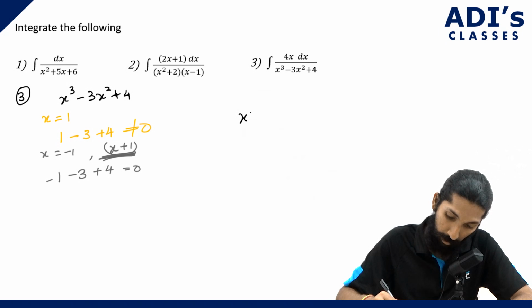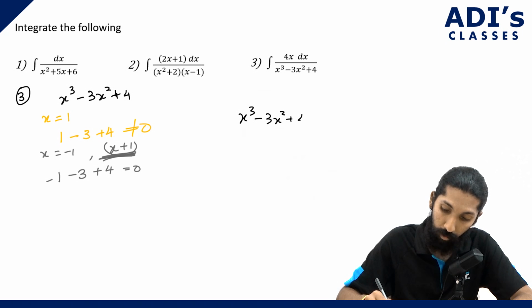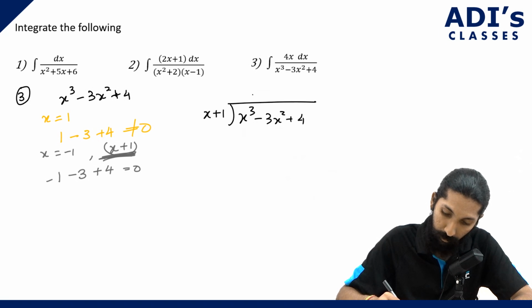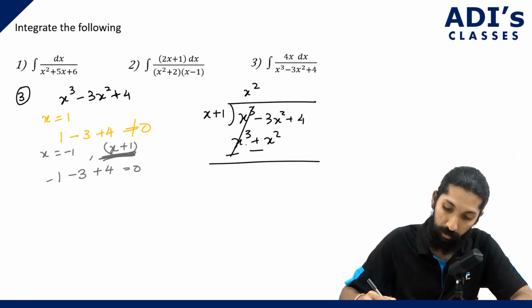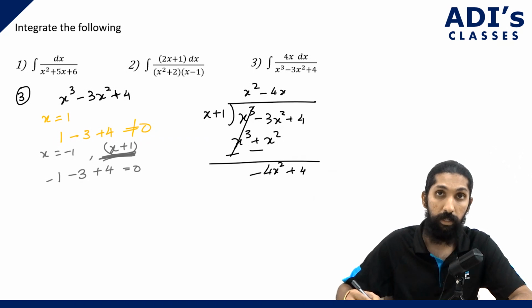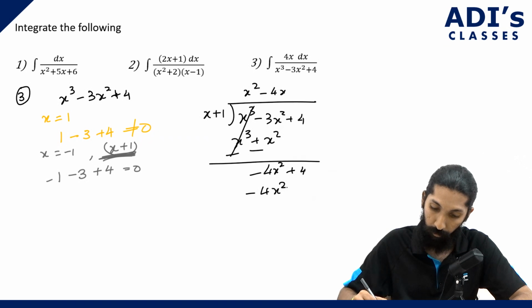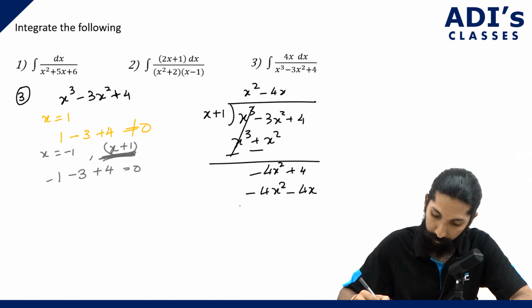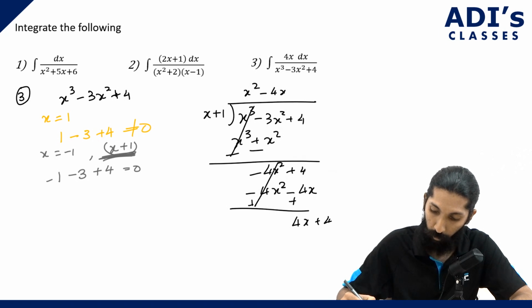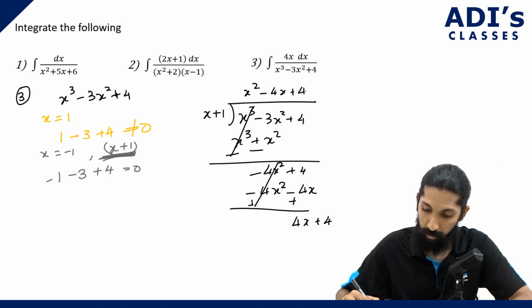Alright. So you have x cube minus 3x square plus 4 divided by x plus 1. First x square times x plus 1 gives x cube plus x square. Subtract: minus 4x square plus 4. Then minus 4x times x plus 1 gives minus 4x square minus 4x. So now 4x plus 4, times 1, 4x plus 4 cancels out.